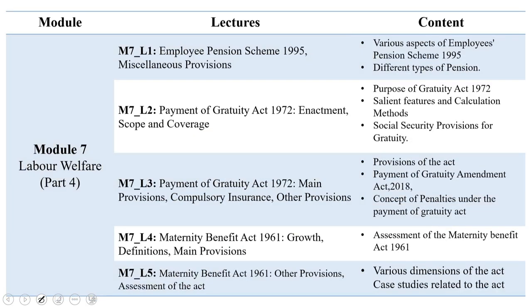In module 7, we looked into the fourth part of the labor welfare. We started with a discussion on the Employees Pension Scheme specifically. We looked into various aspects of the Employees Pension Scheme, different types of pension. We looked into the eligibility criteria, what should be the eligibility criteria. We looked into details, I'm not wasting the time here.